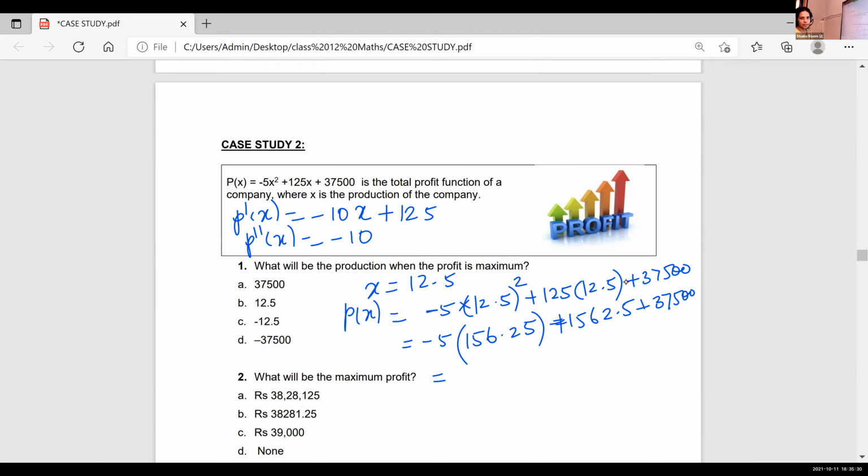Five into 156.25. 5 5s are 25, 10, 12, 31, 3, 6, isn't it? Not 6. So 25, 26, 27, 28, 2, 7.